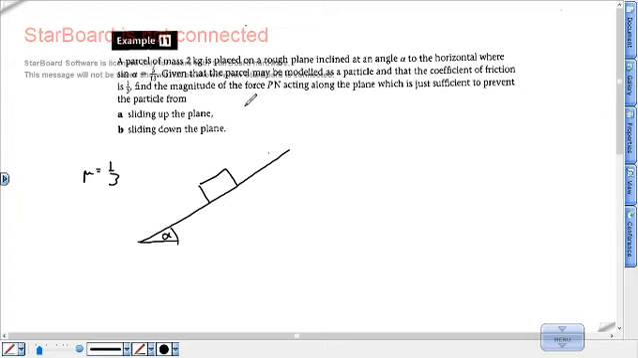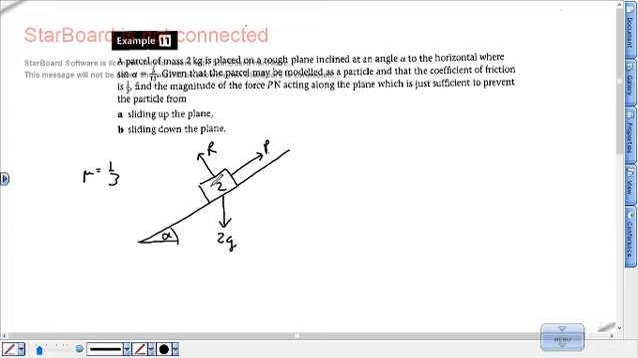So find the magnitude of the force P acting along the plane, which is just sufficient to prevent the particle from sliding up the plane. So we've got a P acting up like this, so it's acting along the plane. This is 2 kilograms. You've got its weight coming down here, which is going to be 2g, and we're going to need the R coming out like that.